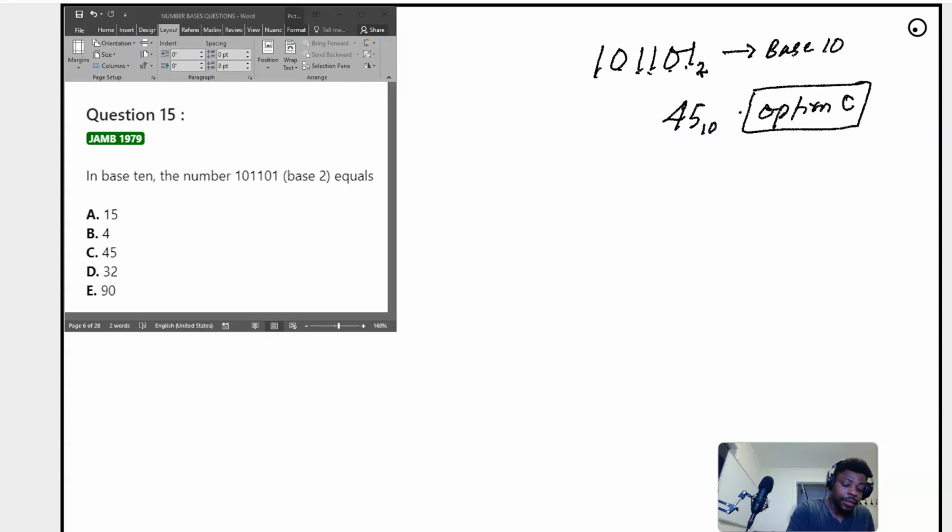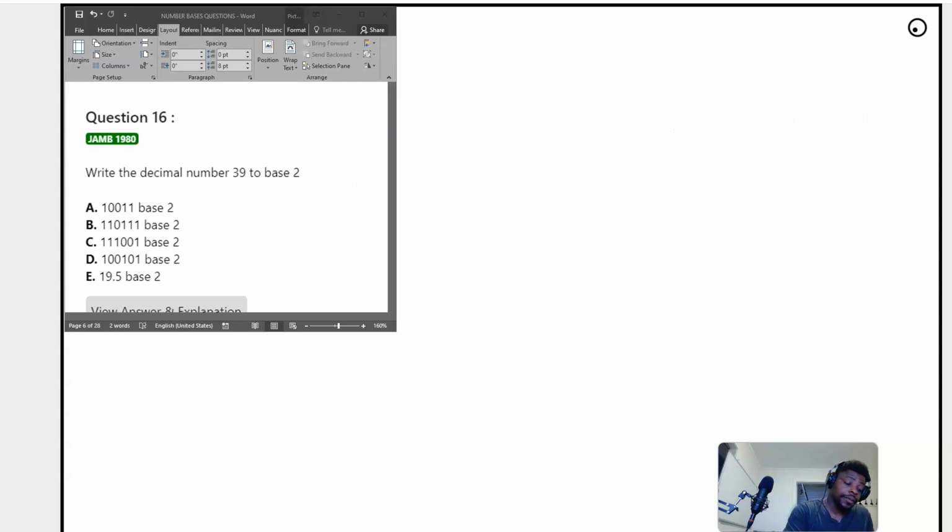I think we've done this one before. So yeah. Now, next question. Write the decimal number 39 to base 2. Remember, when they use the word decimal, it simply means base 10. Okay, so it means write the base 10 number in base 2.